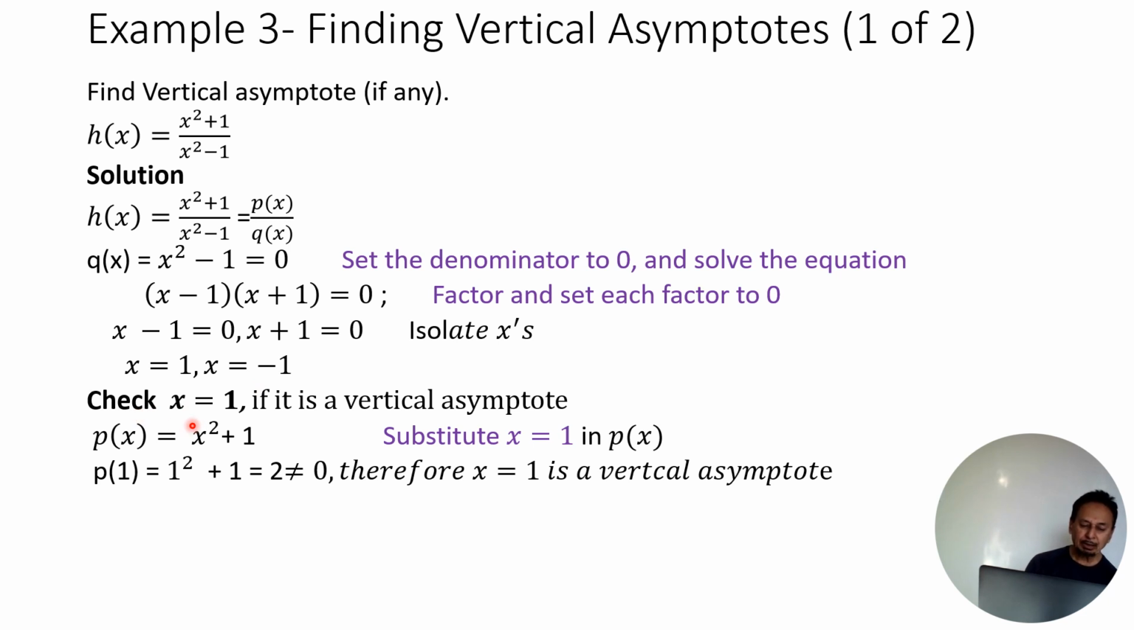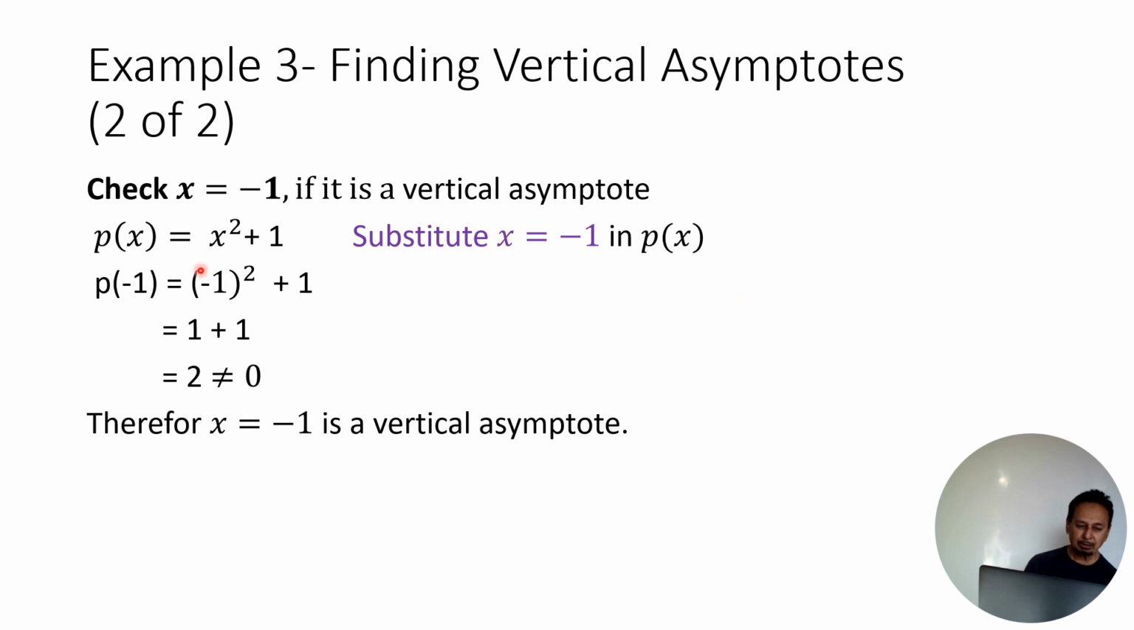So now we're going to check if x equals 1 is a vertical asymptote. We substitute x equals 1 in the numerator. So we get p of 1, 1 squared plus 1 equals 2, which is not equal to 0. So therefore x equals 1 is a vertical asymptote. Now we check if x equals minus 1 is a vertical asymptote. We substitute in the numerator p of x equals x squared plus 1. So it becomes p of minus 1, minus 1 squared plus 1, says 1 plus 1, 2, again not equal to 0. So x equals minus 1 is also a vertical asymptote.